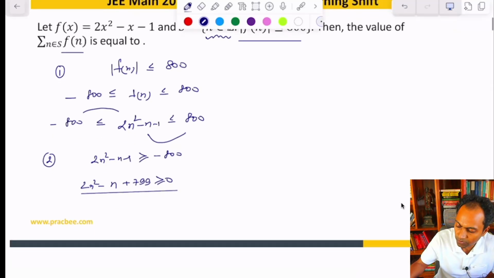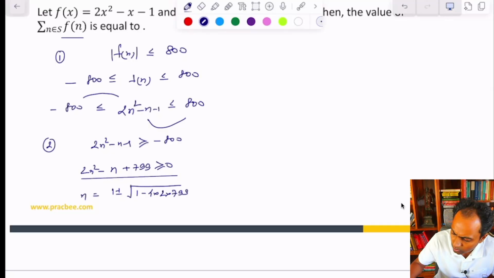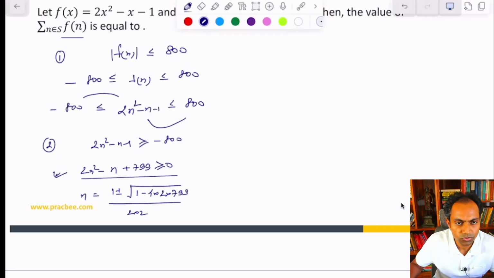These are the values that we are talking about. If I write the values of n here, the roots will become 1 plus minus root of b square minus 4ac. You can see that D is coming out to be smaller than 0. When D is smaller than 0, this statement is always true, so we do not need to figure out the roots of this function.